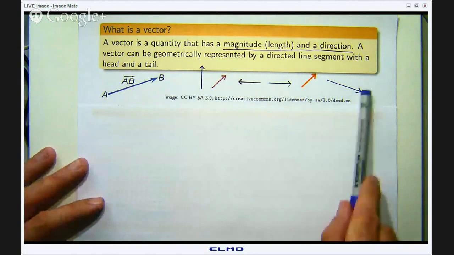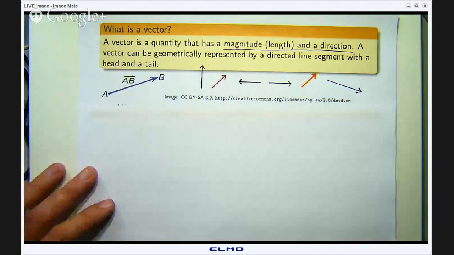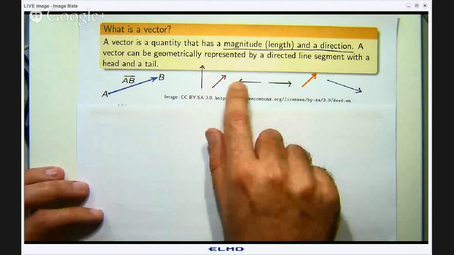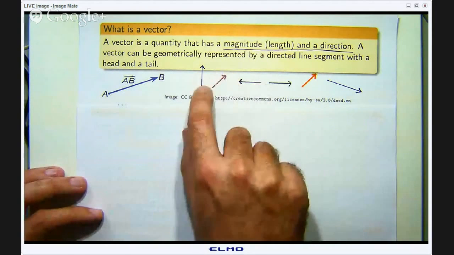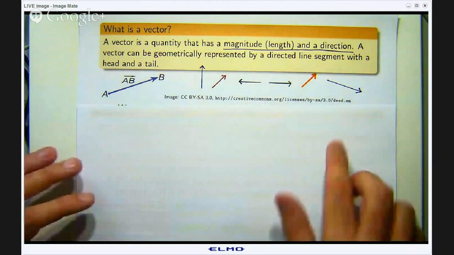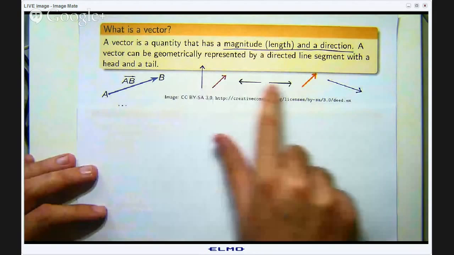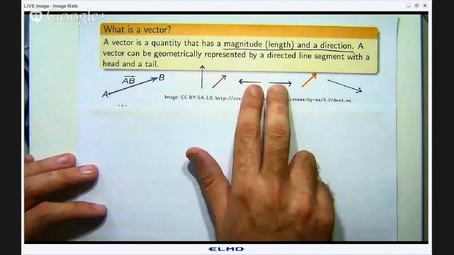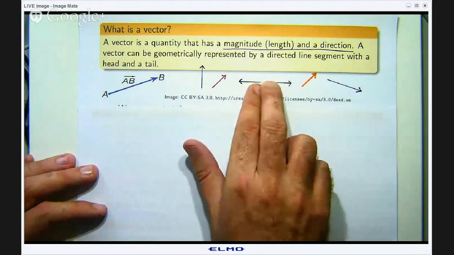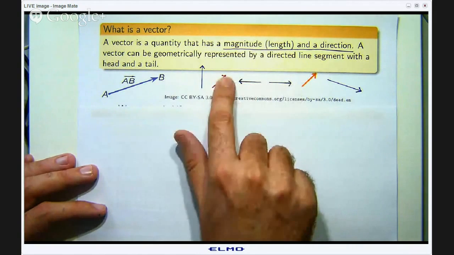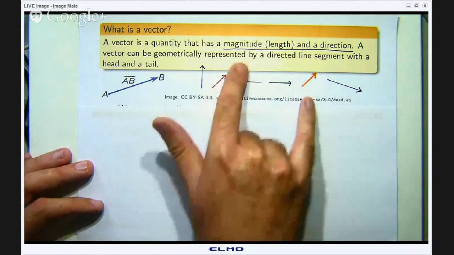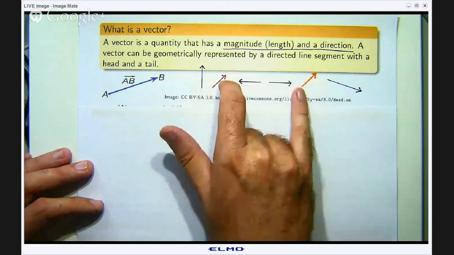Now I've just hand drawn in a whole bunch of other vectors just represented by directed line segments. You can see they all have a length. I can measure that length there, that length there, that length there, and they all have directions. Now if we just compare these handful of vectors here, if you measured the lengths of these, you'd see that these two vectors have the same length, but they're pointing in opposite directions. This red vector and this orange vector have the same length and they're pointing in the same direction. Okay, so these two vectors are actually equal to each other.